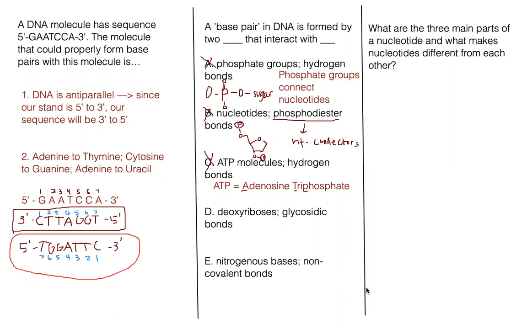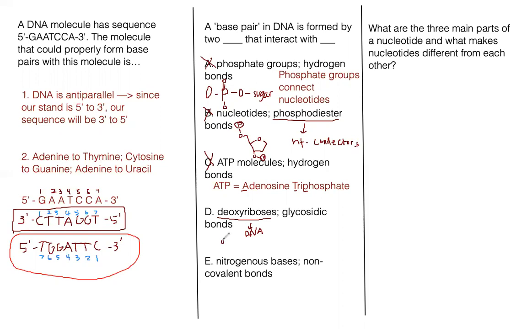So next we have deoxyriboses and glycosidic bonds, right? Deoxyriboses, that's when we have anything to do with DNA, right? So we're thinking, okay, maybe this is the one. Deoxyribose, DNA, D for deoxyribose. Glycosidic bonds, remember what those are for, right?